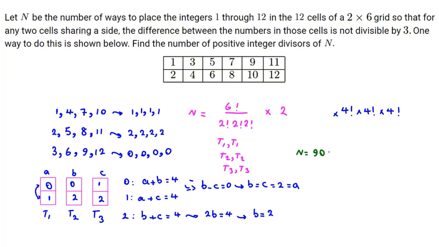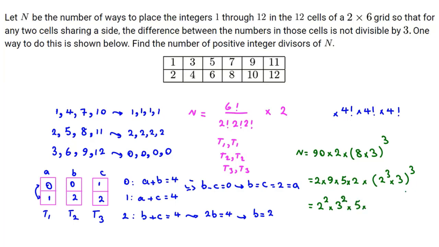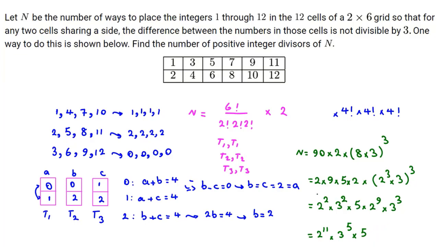So let's write it like this: 90 times 2 times 4 factorial. What is 4 factorial? 24, which is 8 times 3. So 90 is what? It is 2 times 45, which is 2 times 9 times 5. Times 2 cubed times 3. So the power of 2 is 2 plus 9, which is 11, times 3 to the 5 times 5, and we've considered that.